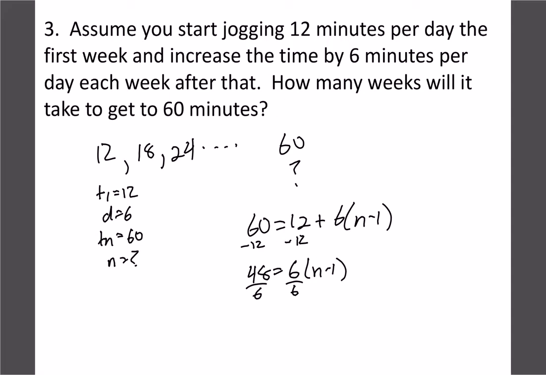Divide by 6. 48 divided by 6 is 8. So we get 8 equals n minus 1. And let's add 1 to both sides. That gives us n of 9. And we're done. So that means 9 weeks would take us to get to the 60-minute mark. And that's all.